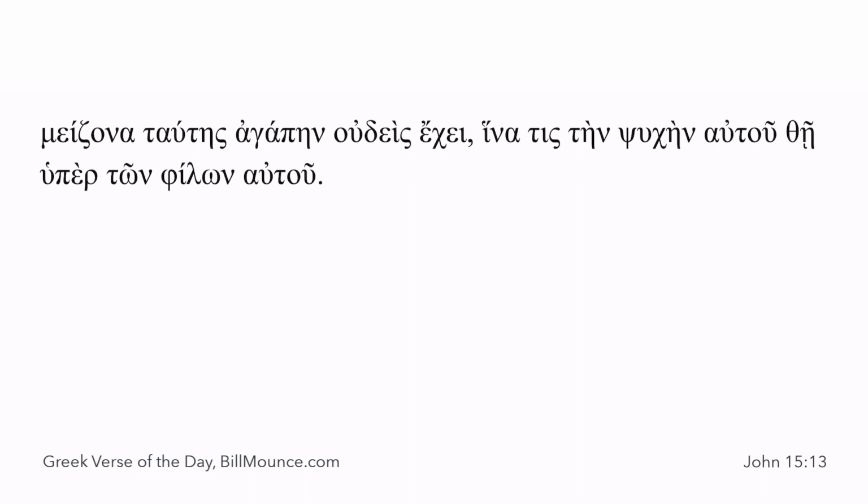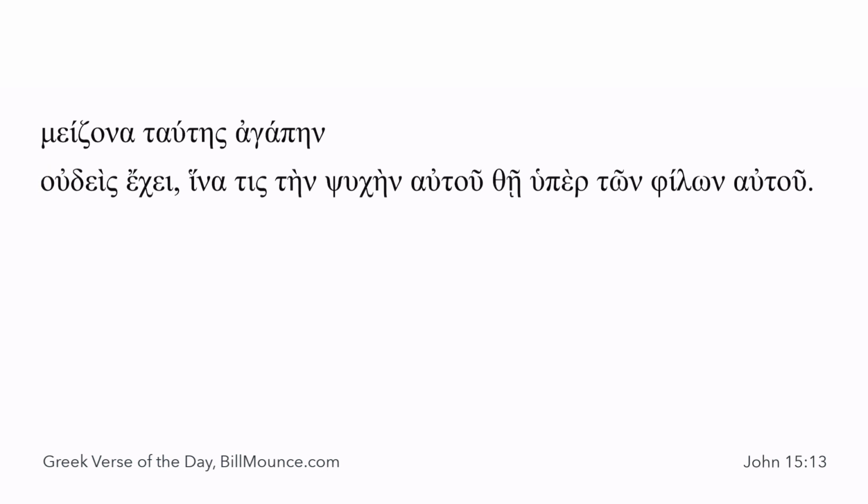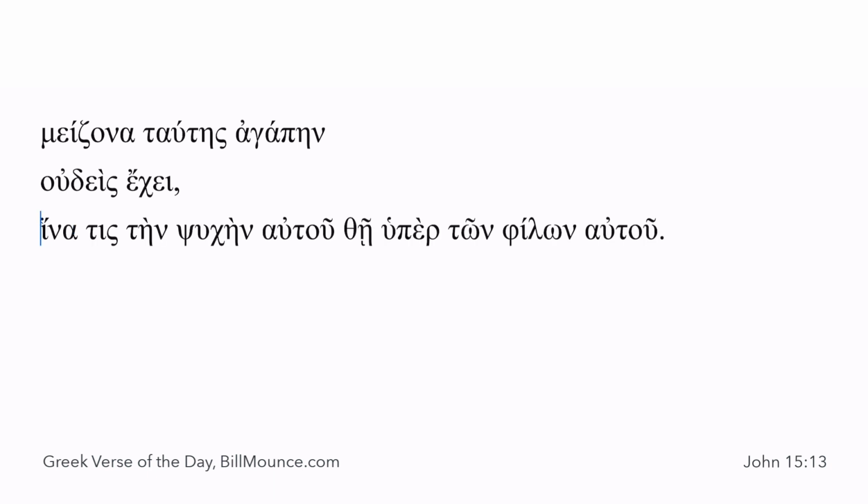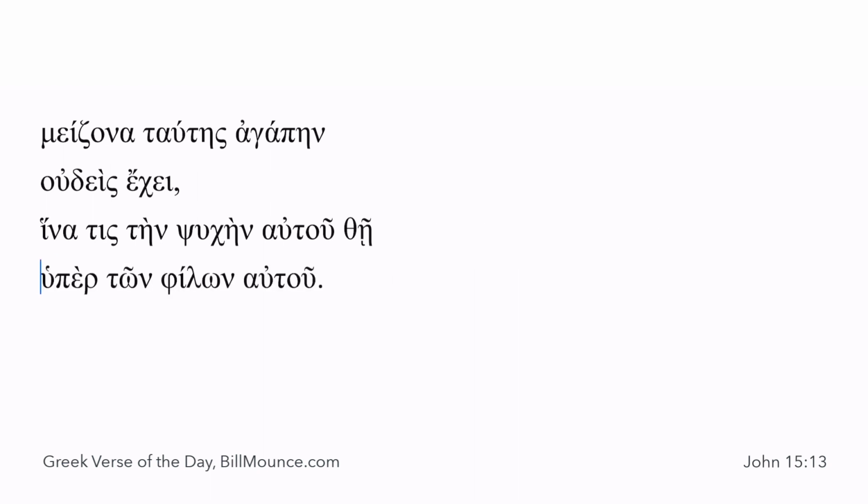So, interesting word order. Let's start with the subject, get it out there. So, no one has, and then here's your dependent clause, in order that someone, his soul, or his life, might place. Antithemi is a very varied word in terms of its meaning, so you have to do it according to context. And then you have a prepositional phrase.